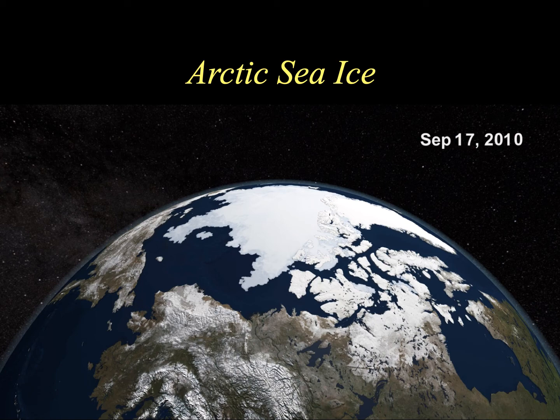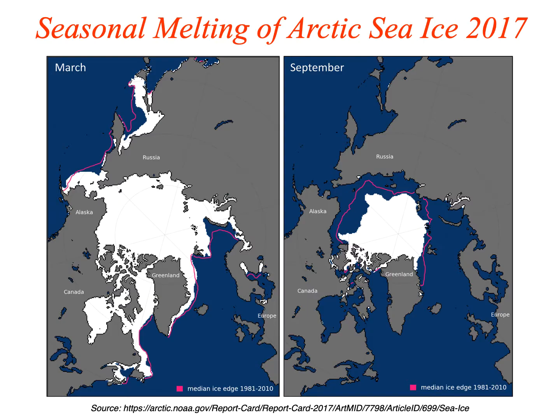So here is a satellite image showing the sea ice in the Arctic. And here we can see how sea ice, its areal coverage, changes from its maximum in March to its minimum in September. So this is for the year 2017. The red line represents the median ice edge for a 30-year period from 1981 to 2010. We can use this as a reference to indicate how much sea ice has been lost by global warming.